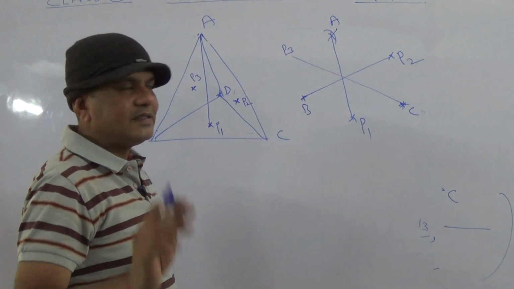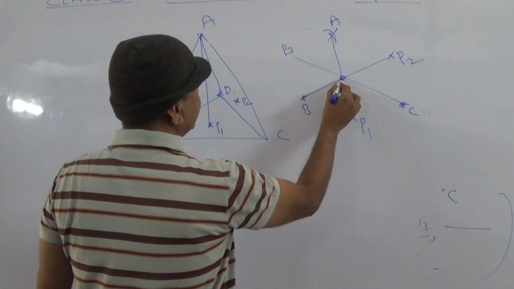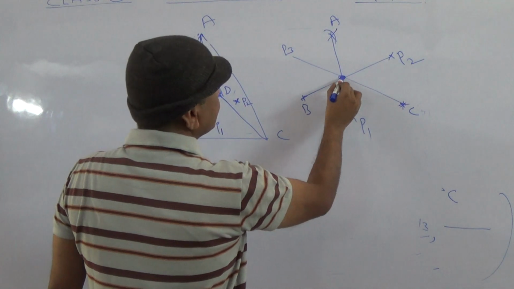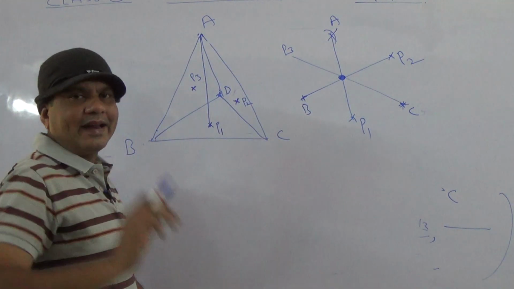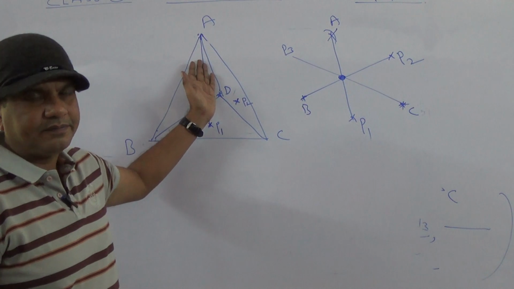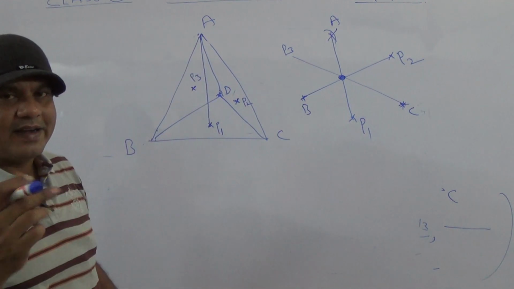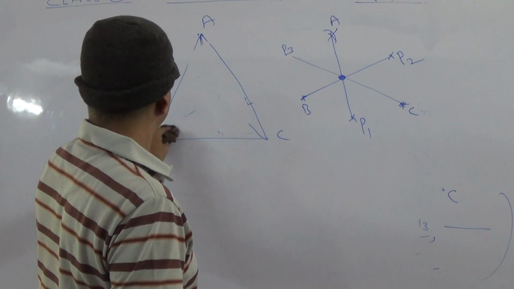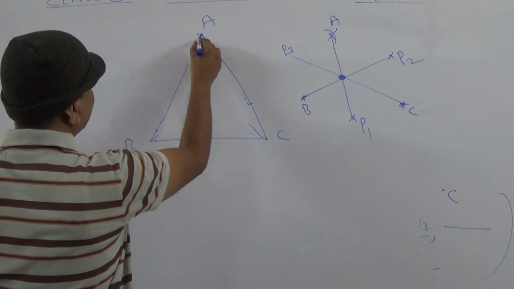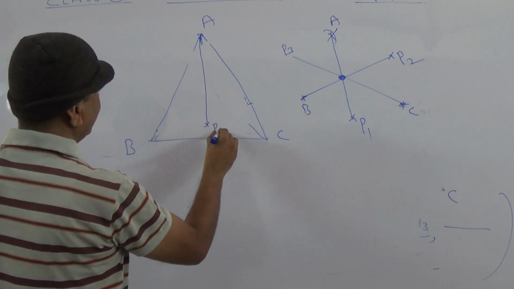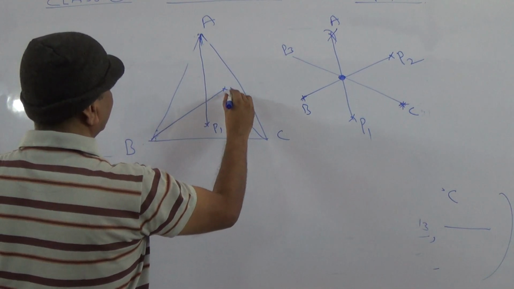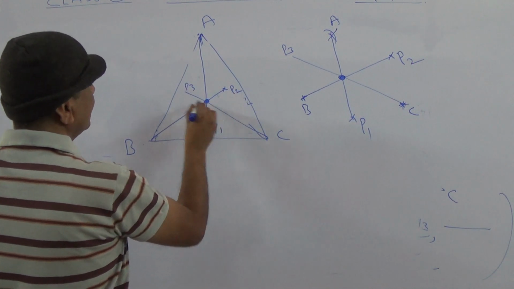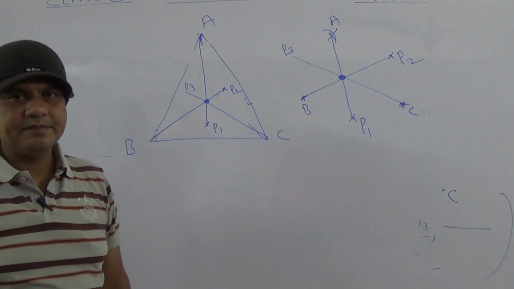These 3 are concurrent. And this point is called the centroid of the total tetrahedron. Centroid of tetrahedron. And that is this diagram with P1, P2, P3. This point is called the centroid of the total tetrahedron.